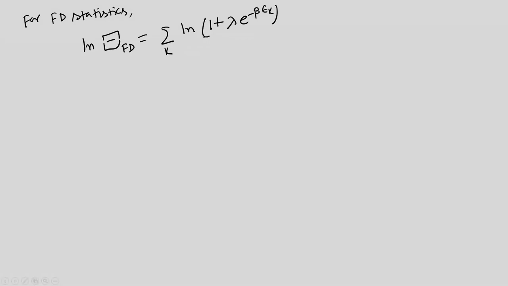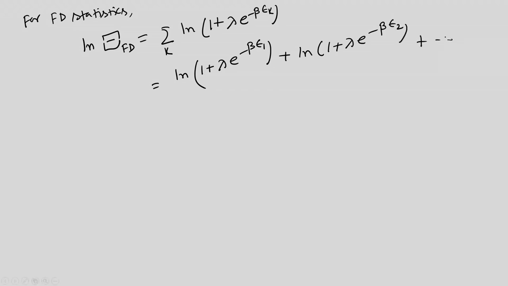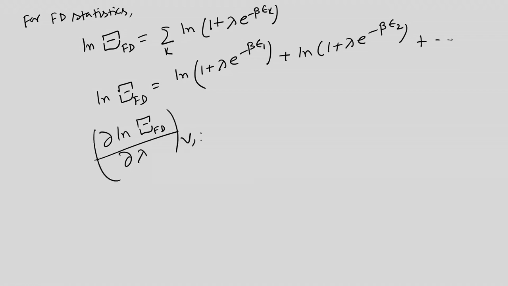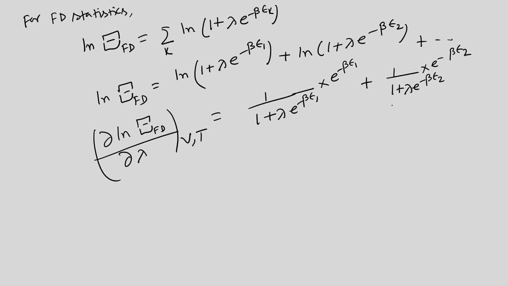so for FD statistics, this is our expression. So, if we expand it, we get ln of 1 plus lambda e to the minus beta epsilon_1, plus ln of 1 plus lambda e to the minus beta epsilon_2, and so on. So, this is ln theta_FD. So, del ln theta_FD by del lambda at constant V, T, we get 1 by 1 plus lambda e to the minus beta epsilon_1 times e to the minus beta epsilon_1 for the first term, plus 1 by 1 plus lambda e to the minus beta epsilon_2 times e to the minus beta epsilon_2, and so on.